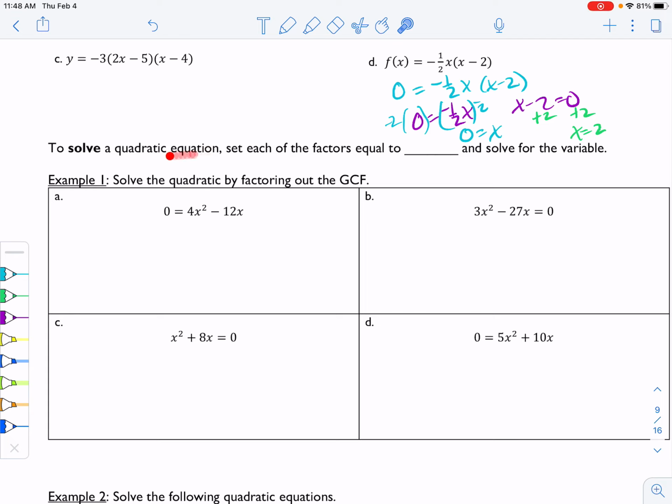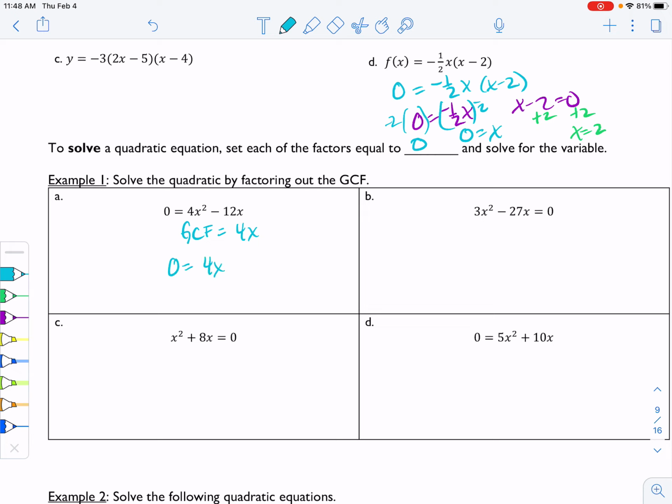So when you're solving a quadratic equation, you set each of the factors equal to 0 and solve for the variable. Okay, so these ones solve the quadratic by factoring out the greatest common factor. So we want to look for our greatest common factor in each one of these. Notice each one of these has 2 terms, right? So I'm either thinking, okay, this could be a difference of squares, or I just have a greatest common factor. So it should be thinking greatest common factor because that's what the instructions told me. So notice each one of these is divisible by 4 as well as an x. So our greatest common factor here is 4x.